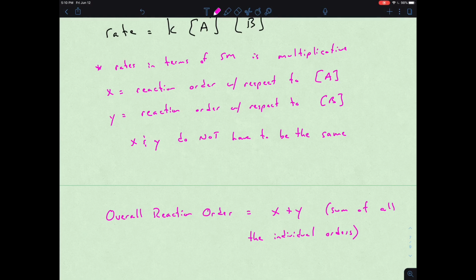So that's our idea of rate expressions. We always have a very general expression of rate is equal to k times our starting materials, and then those starting materials are raised to a specific order. We can have zero order, first order, second order. We can have multiple different types of orders with respect to a starting material and the actual rate of a reaction.